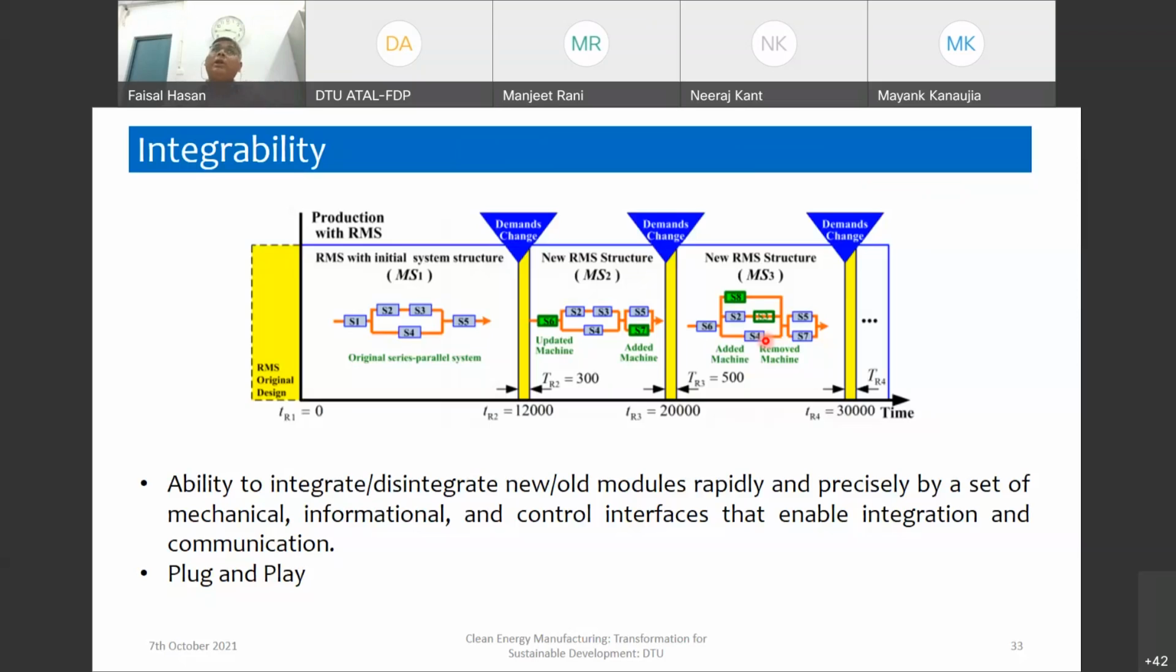I have told you the compatibility issues. If there are compatibility issues, that means your system is not designed for integration. So nowadays, we are designing systems which have a higher degree of integrability.